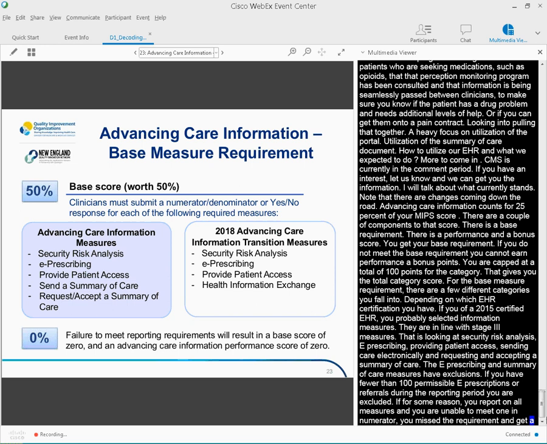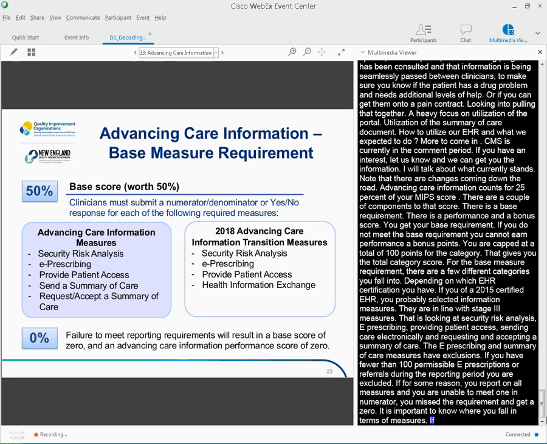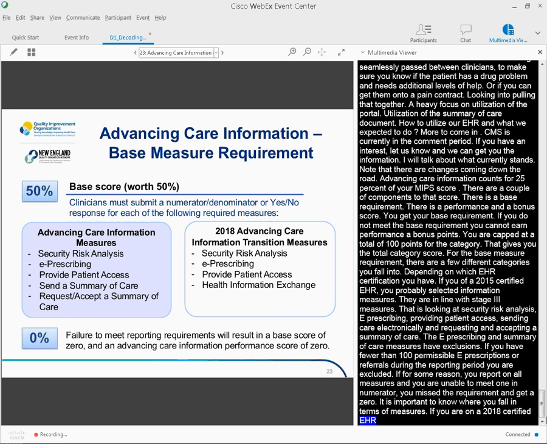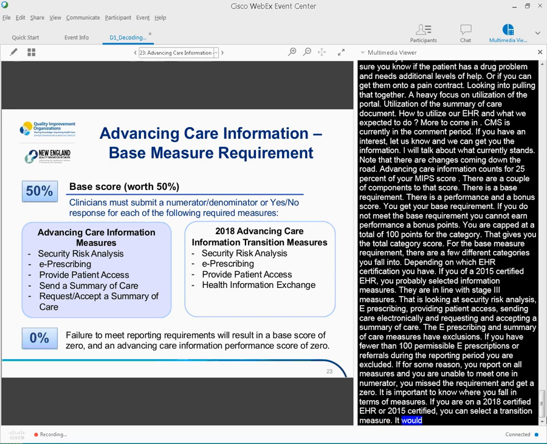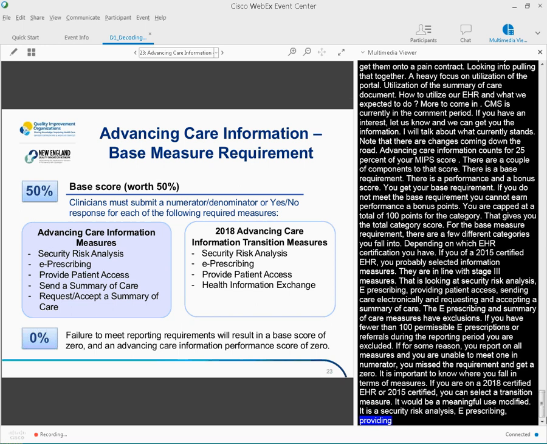If you are on a 2014 certified EHR or a combination 2014-2015 or even 2015 certified, you can select the 2018 advancing care information transition measures. These fall in line with the meaningful use stage 2 modified measures. So very similar to the other set, it's the security risk analysis, e-prescribing, providing patients access to a portal, and then health information exchange. That's the same as the send the summary of care document.